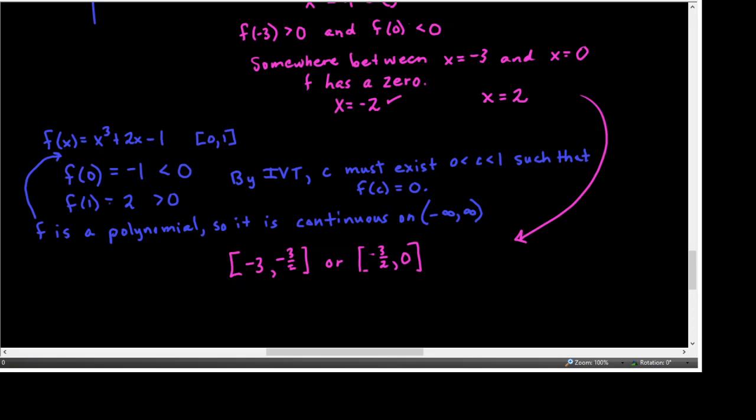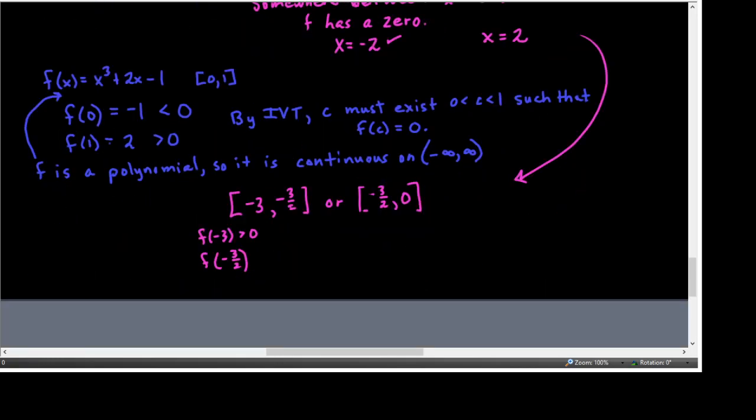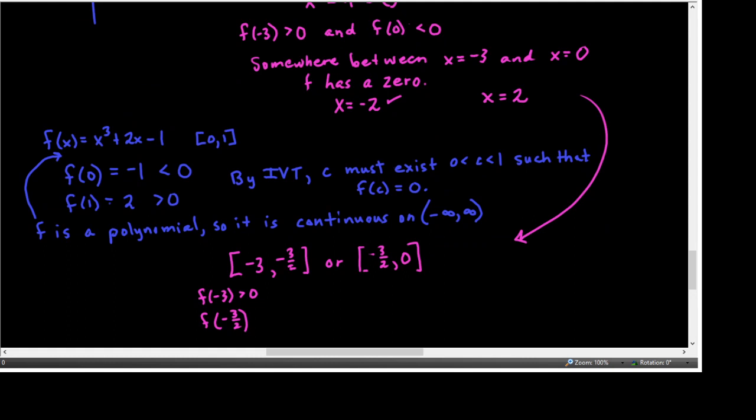So if we found f of -3 was positive again, I'll just say that that's true, and f of -3 halves, let's see, what would that be? It was x squared minus 4, right? Yeah. So x squared would be 9/4 minus 16/4 is a negative number. So that would say that there is a 0 in this smaller interval. Maybe there's another one over there between -3 halves and 0. We know that that's not the case, but we know that we can narrow it down.